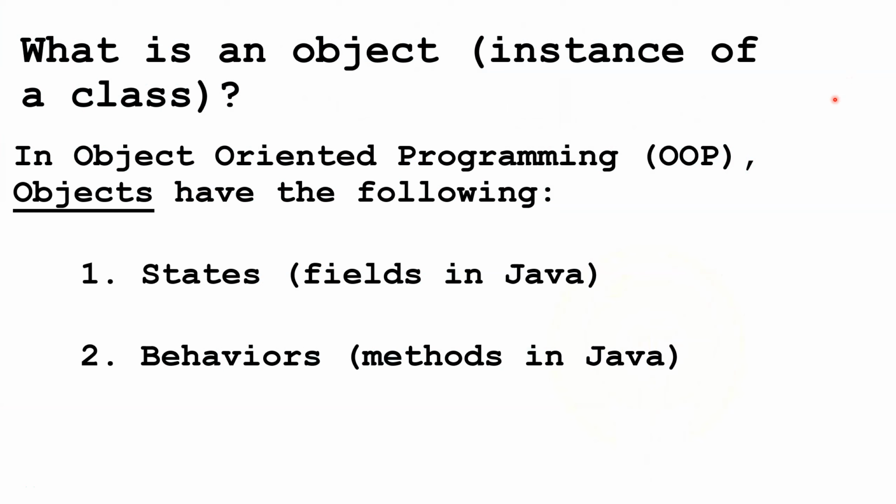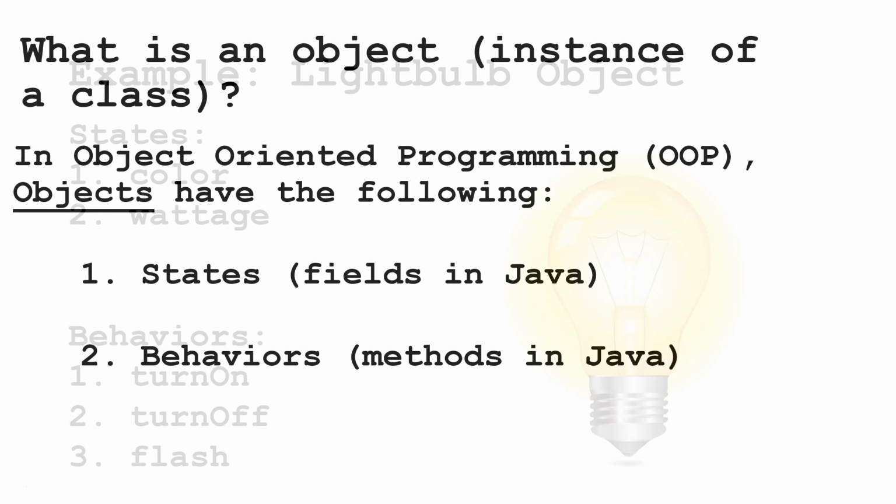First, let's talk about what an object is. An object is also known as an instance of a class, and sometimes people refer to an object just as an instance. In object-oriented programming, objects have the following characteristics. They have states, and we represent those with fields in Java, and they have behaviors, and we represent those with methods in Java. Let's look at an example.